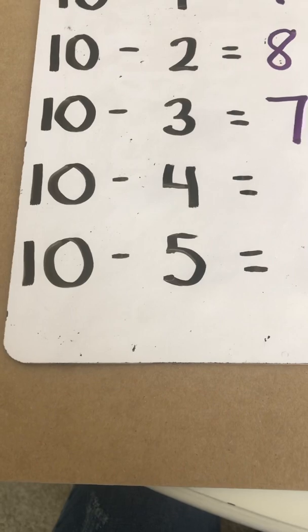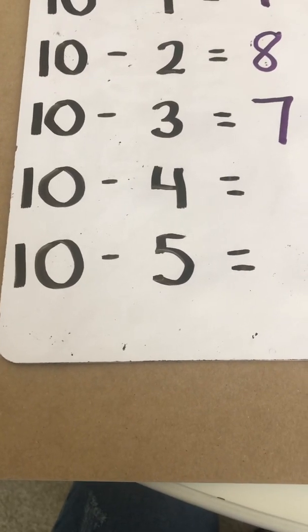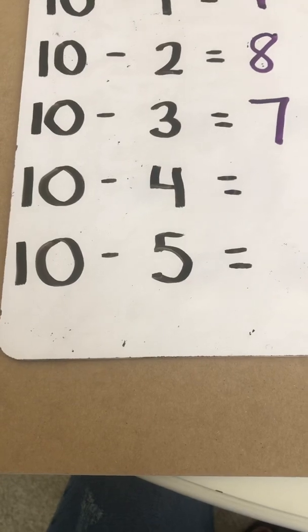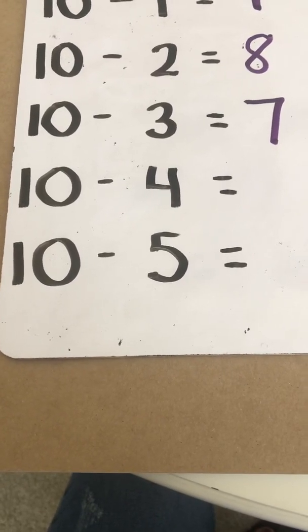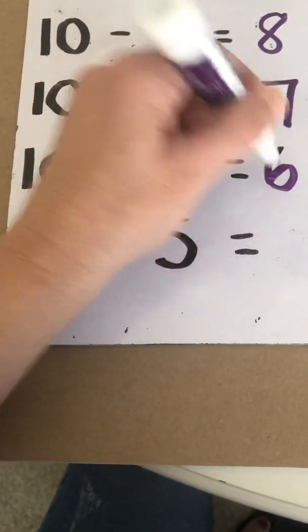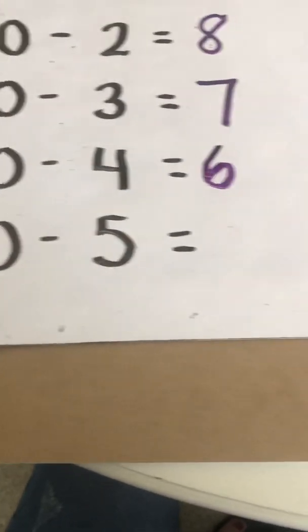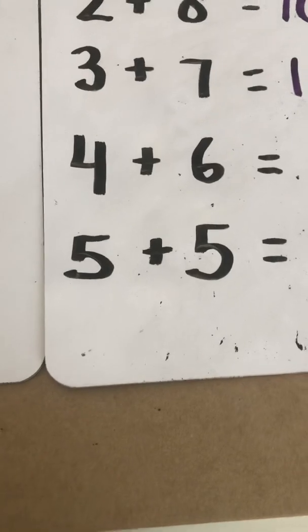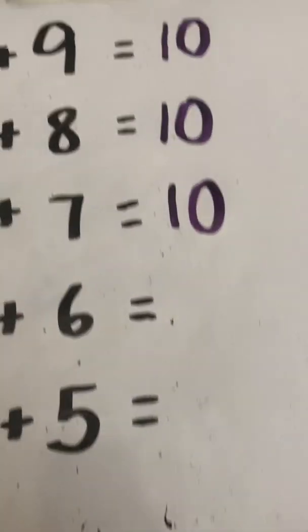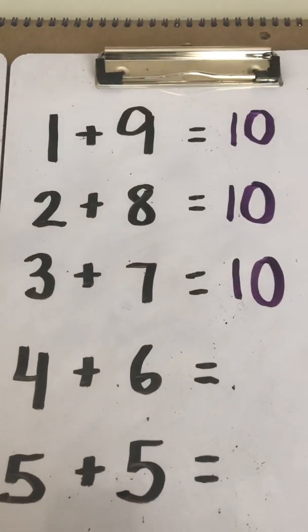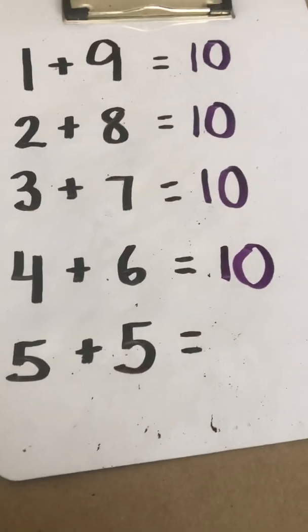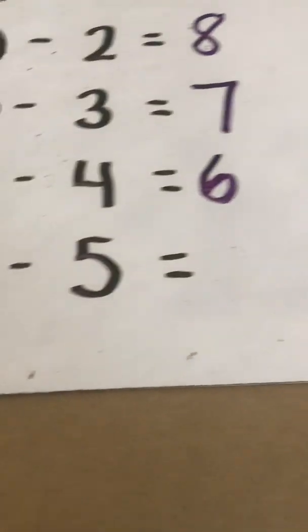10 take away 4 is, if you have 10 cookies and you eat 4 of them, put up 10 fingers, take away 4. You should have 6 left. Well, let's go over here. 4 plus 6, put them together, is, what do you think? 10. Okay. I'm seeing a pattern. I hope you are too.